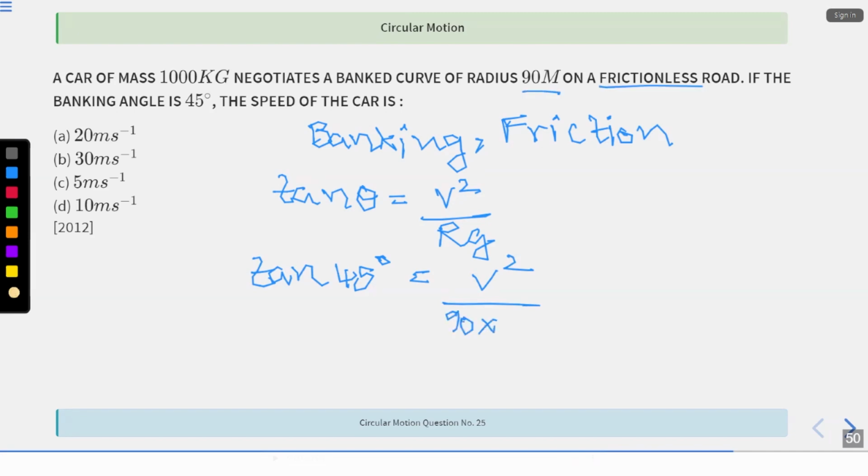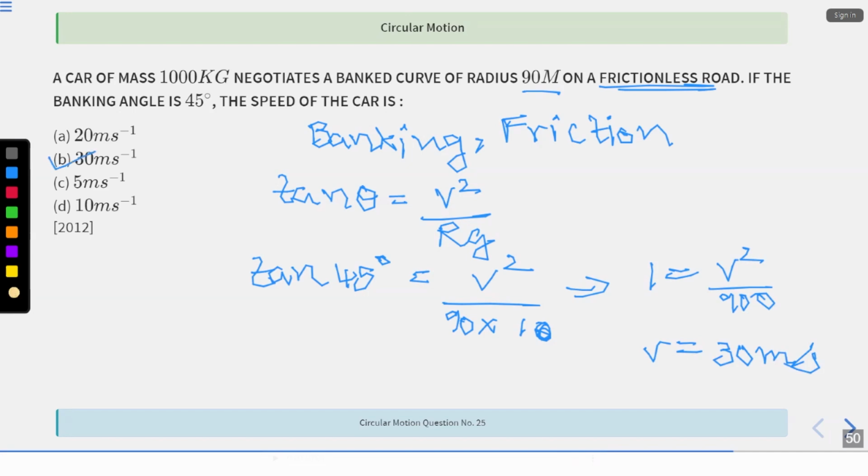It is a frictionless road, that's why we're not considering the loss. g is again 10. So you will get 1, since tan 45 degree is nothing but 1, equal to v square by 900. So that means v is equal to 30 meter per second. So this is our answer.